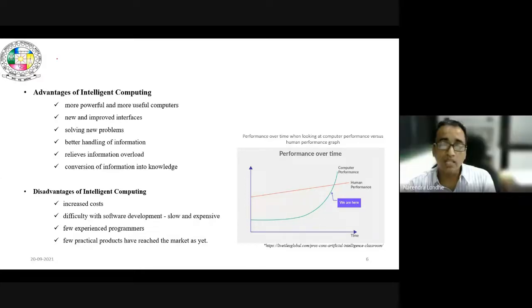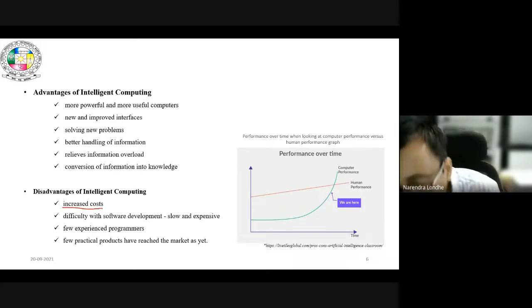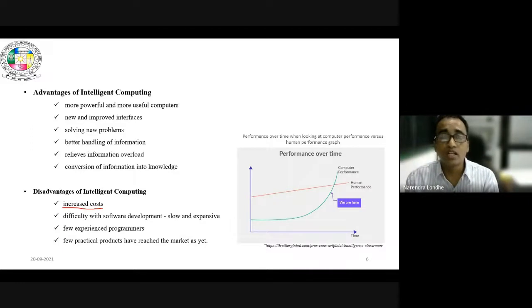Now, as I told you already, there are disadvantages, but in addition to that, there is an increased cost, because we have to involve the computing machines here. We have to involve the expert programmers, right? Scientists need to be involved. Their resource costing is very high. There is difficulty with software development, and it may be slow and expensive, because you need to handle larger data. You have to design complex programs. So that makes things either slow or sometimes very expensive.